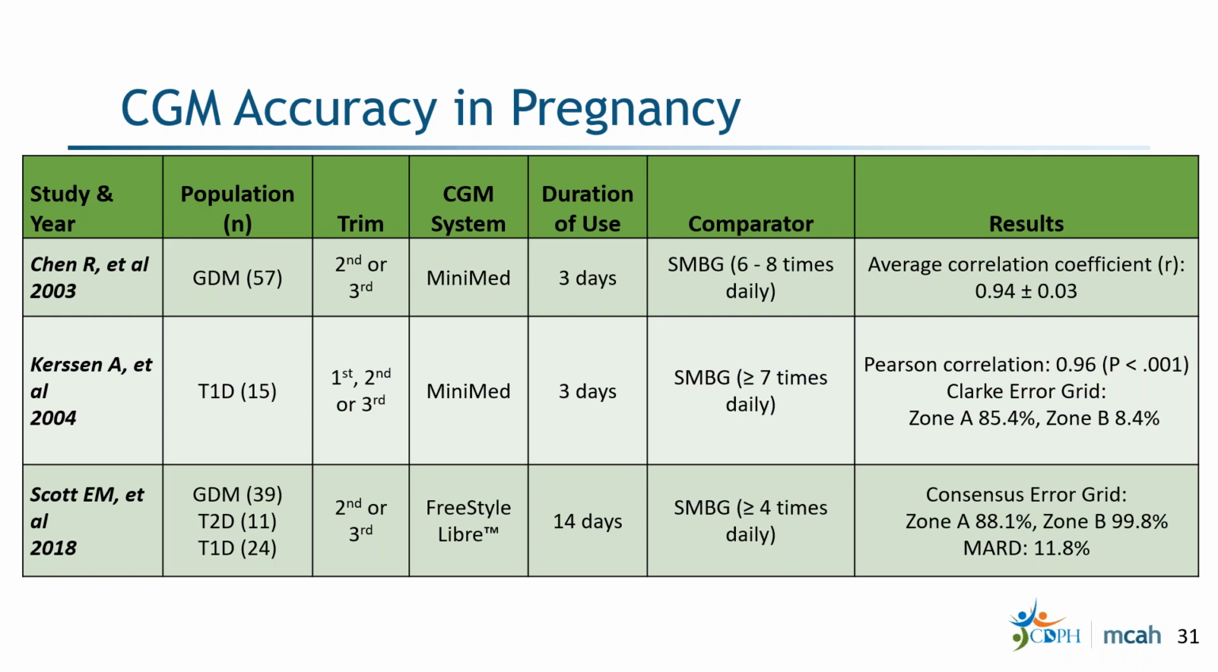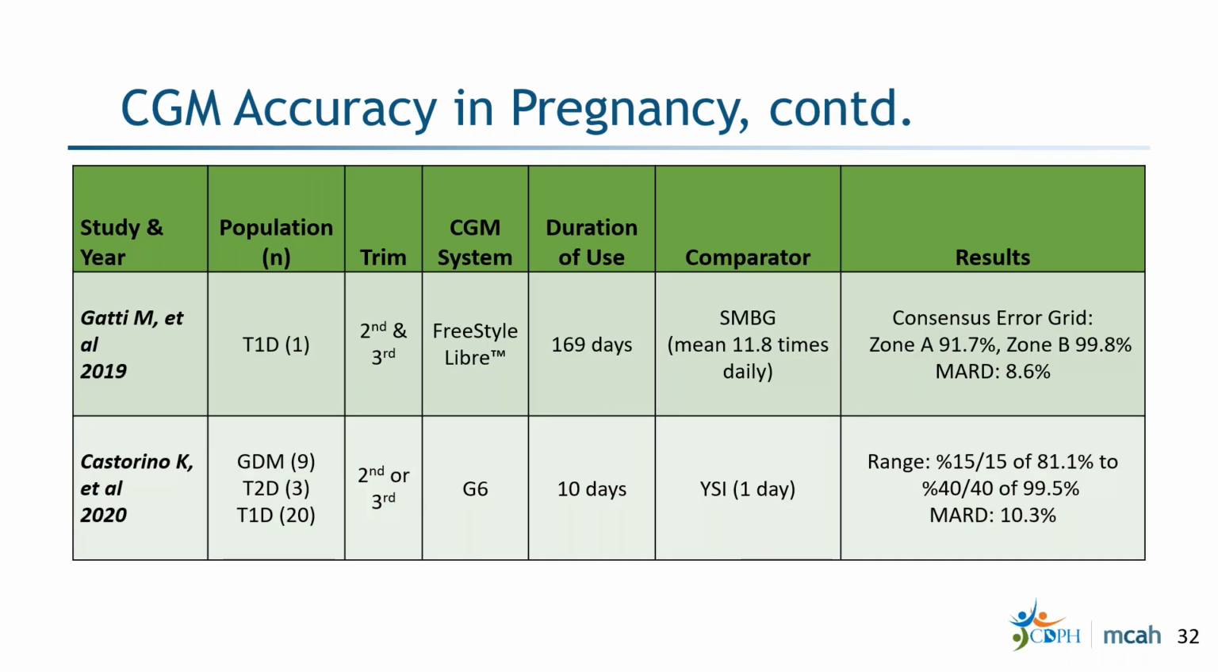grid was zone A 88% of the time, and overall being in zone A or zone B was actually 99.8% of the time, and that MARD was 11.8%. So, it's a little higher than what it is from our other studies outside of pregnancy, but it was still, it's 11.8. So continuing on, we have the study by Gaddy and colleagues in type 1 diabetes that also compared Libre to SMBG.